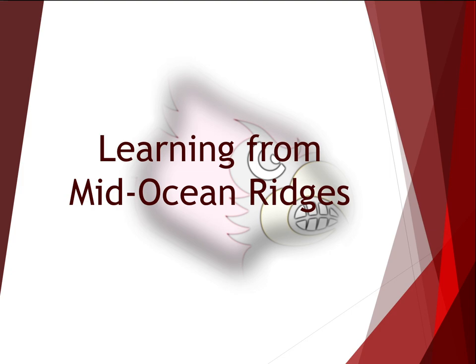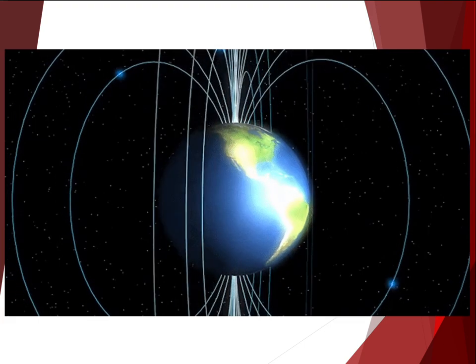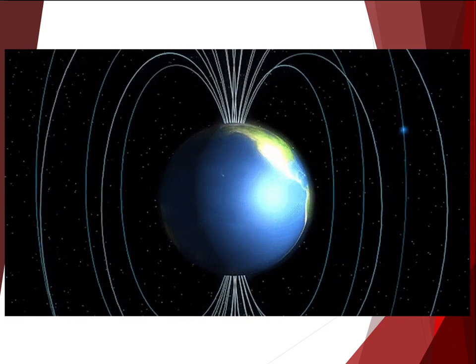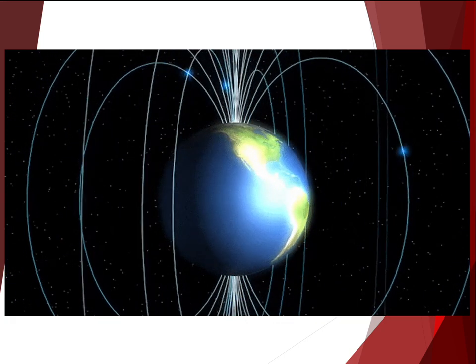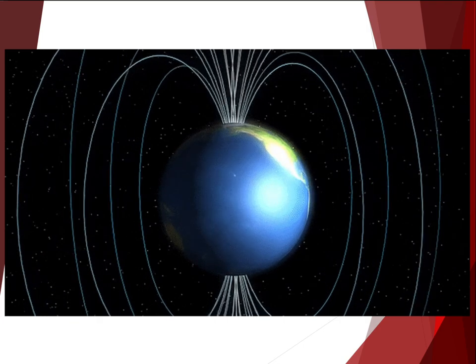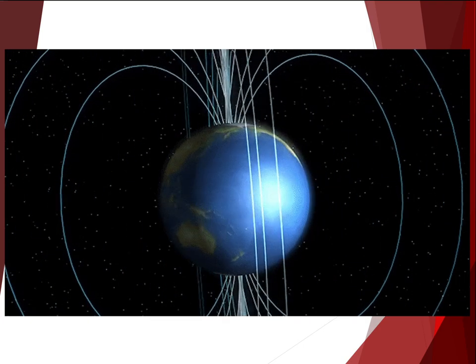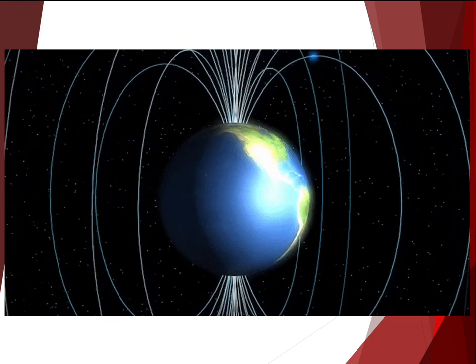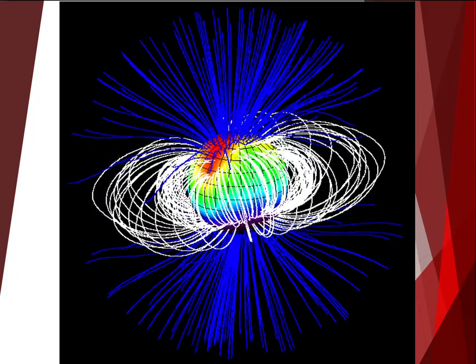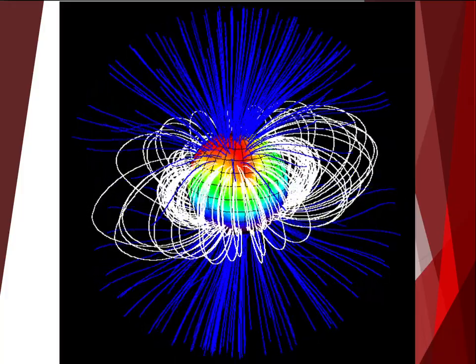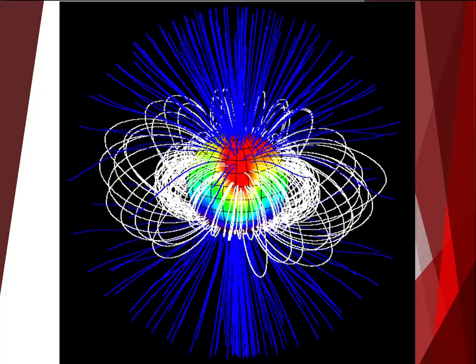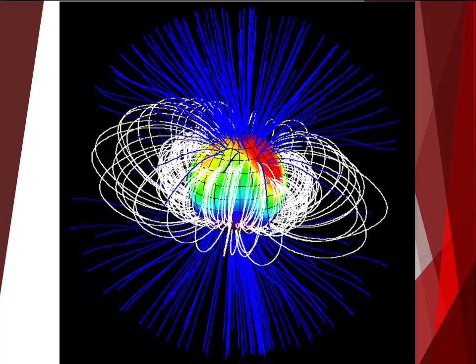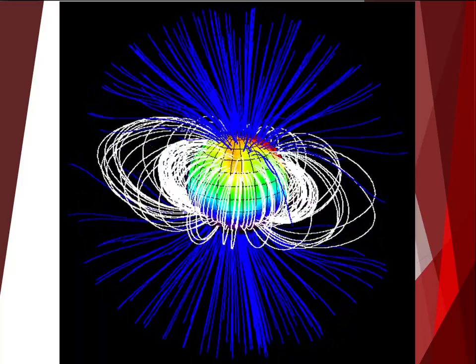Our next main idea, learning from mid-ocean ridges. The patterns that form at mid-ocean ridges reveal additional information about Earth's history at the time that the older crust was formed. For example, Earth's magnetic field occasionally reverses its polarity. Earth's magnetic field is generated by the flow and circulation of the liquid outer core around the solid inner core. This magnetic field is not static, which means it moves all the time.